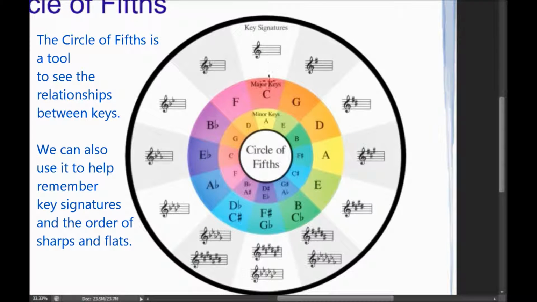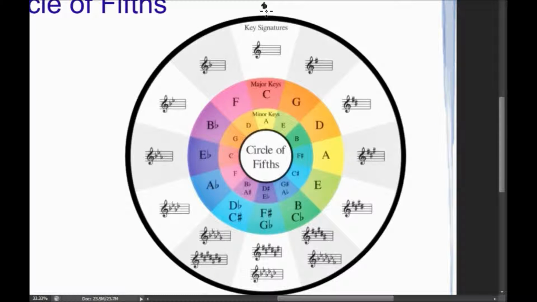Up here at the top we have C major. No sharps and no flats. If we move to the right, clockwise, we start adding sharps. If we move to the left, counterclockwise, we start adding flats. So you can see here how we have 1 flat, 2 flats, 3 flats, and the same on the sharps.